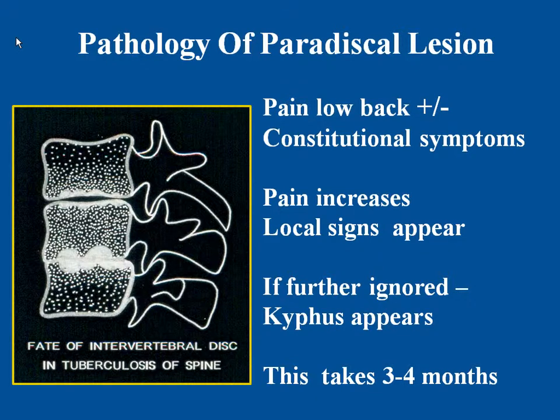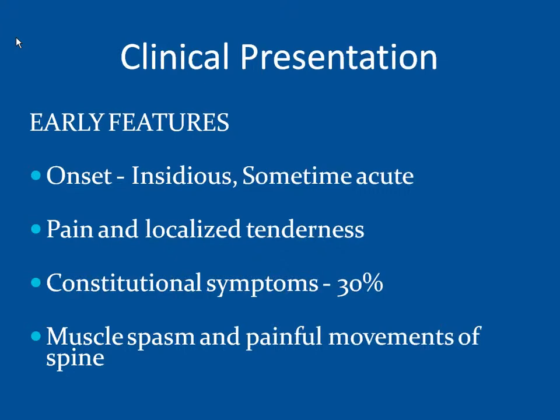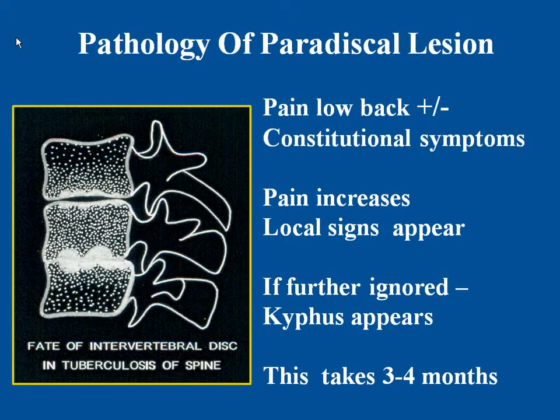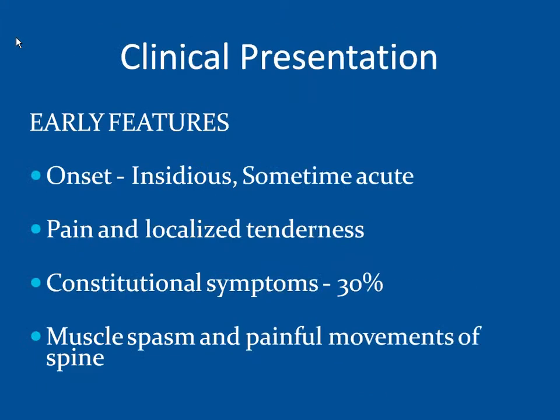As the bacteria starts lodging down in the bone, there is a pain. Patient presents with pain in the low back, and there are associated constitutional symptoms most of the time. As the pain increases, the local signs appear of paraspinal muscle spasm and local tenderness. And as further the destruction takes place, you start having a kyphus formation as the destruction takes place. And all this process goes on at least for first 3 to 4 months.